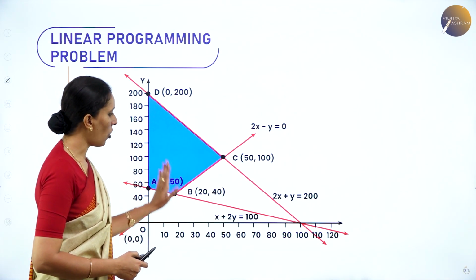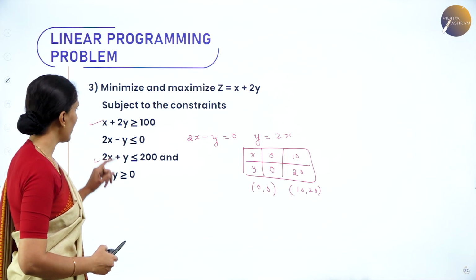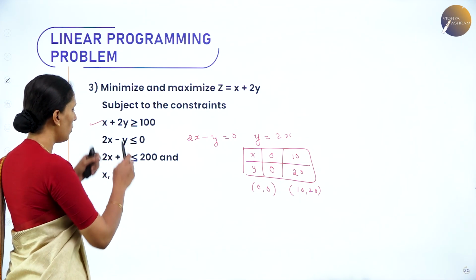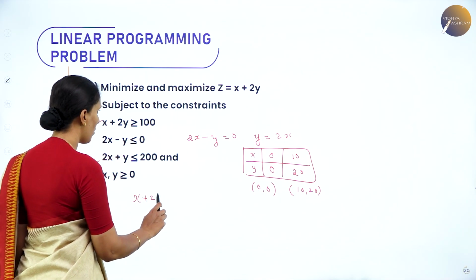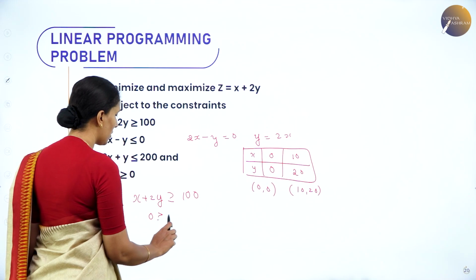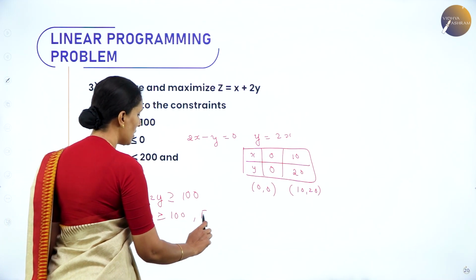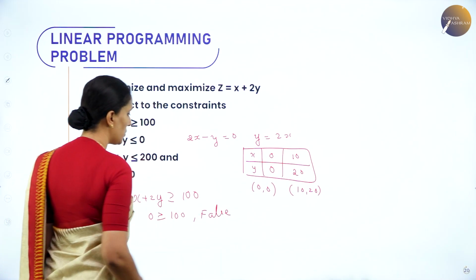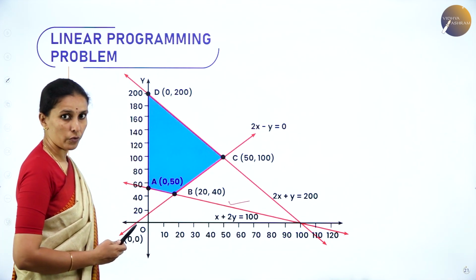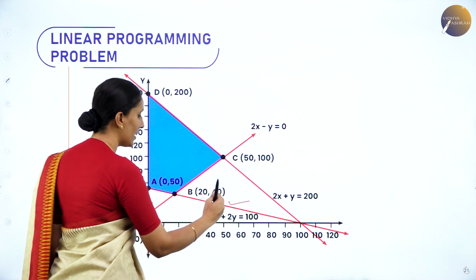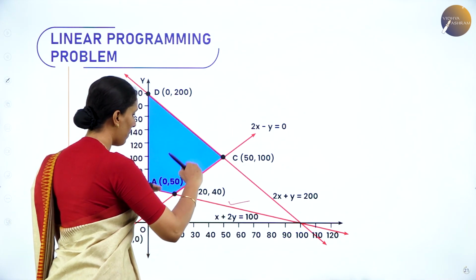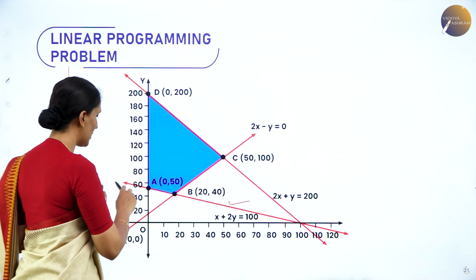Once you plot all these inside the graph, considering the inequality x plus 2y greater than or equal to 100, if you put x and y as 0, we get 0 greater than or equal to 100, which is a false statement. So this line represents x plus 2y is equal to 100. Obviously, the region which does not contain 0 should be the solution. So the region above the line will act as the solution for this line.